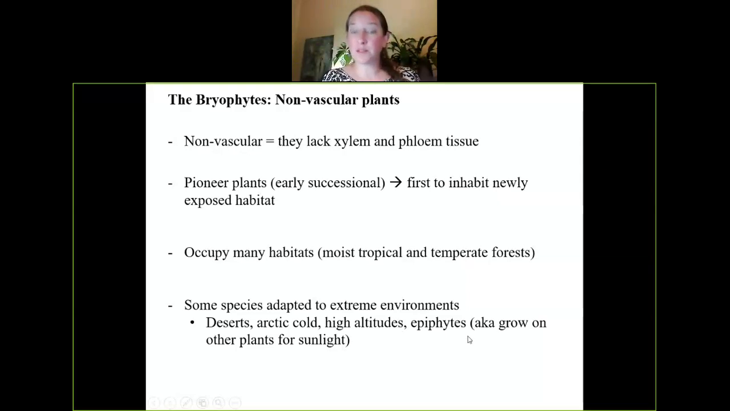So some of these species can live in really, really extreme environments, but they will still at some point need water in order for the sperm to swim to the egg. Like in a desert, for example, you tend not to have a lot of water, but then one day, whammo, you get water and then the sperm can swim to the egg.